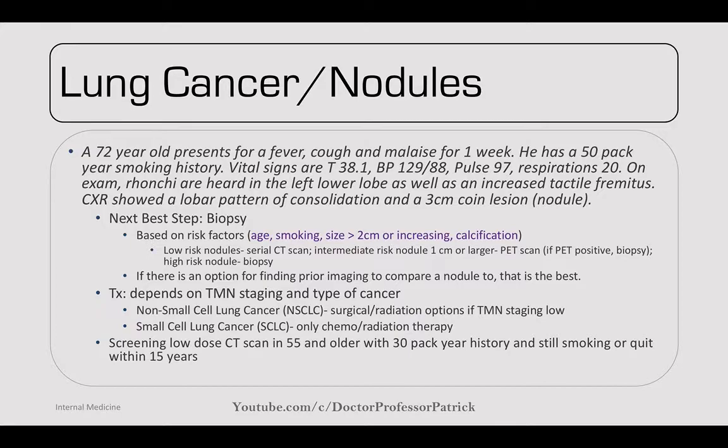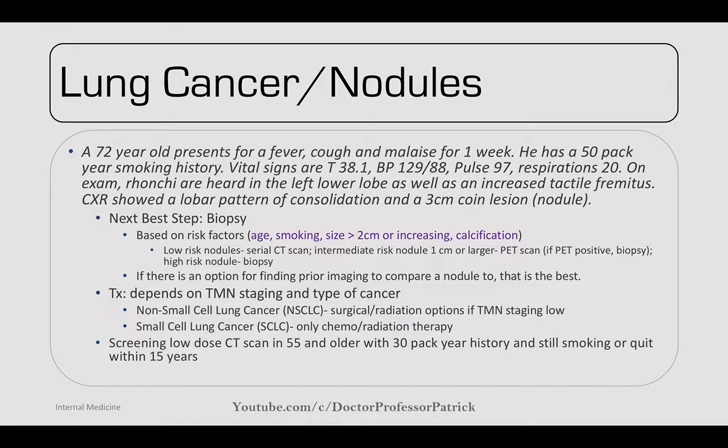So based on the risk factors, age, smoking, size greater than 2 centimeters, increasing, or if it's calcified, we're going to want to look at low risk nodules with serial CT scans, intermediate risk nodules 1 centimeter or larger with a PET scan, and then high risk nodules we want a biopsy. So if there's an option for finding a prior imaging study to compare a nodule to, that's going to be your best step. Treatment depends on the TNM staging and the type of cancer.